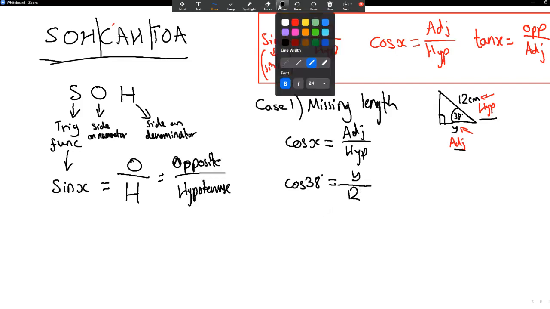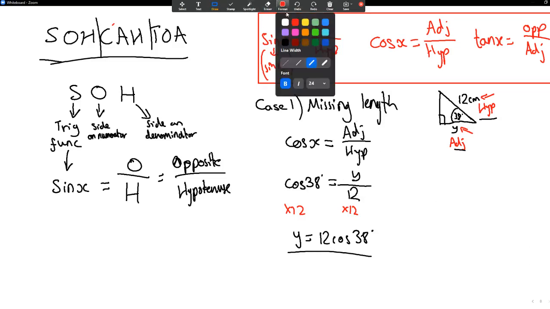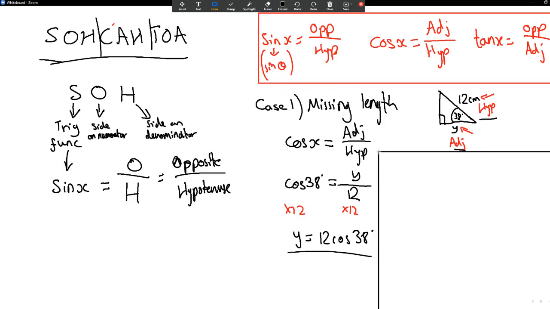And now, all we need to do is times both sides by 12 to find out what y is. So we get y equals 12 cos 38. And you can use your calculator to find the decimal value of that. There's also, if let's say these were swapped around, so let's just put this in a box. And if I said, consider this triangle.